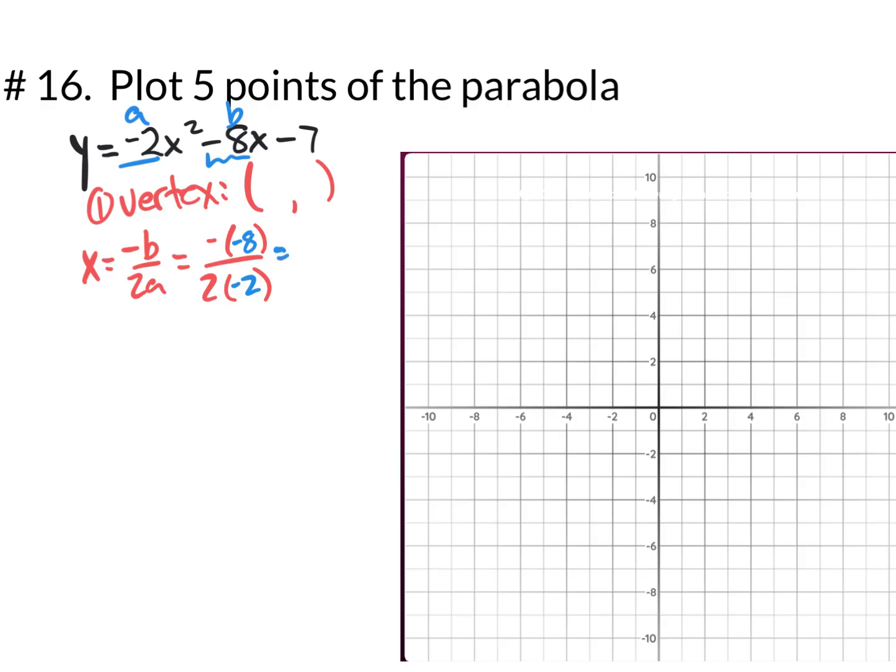Up on top, a -8 becomes +8. On the bottom, 2 times -2 is -4. 8 divided by -4 is -2. And we just found the x value of the vertex. The x value is -2.